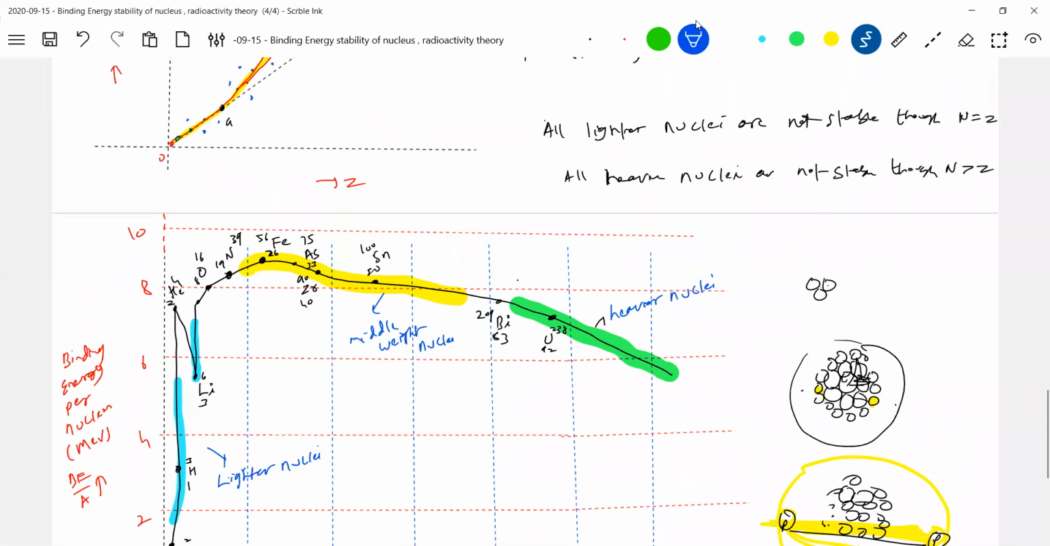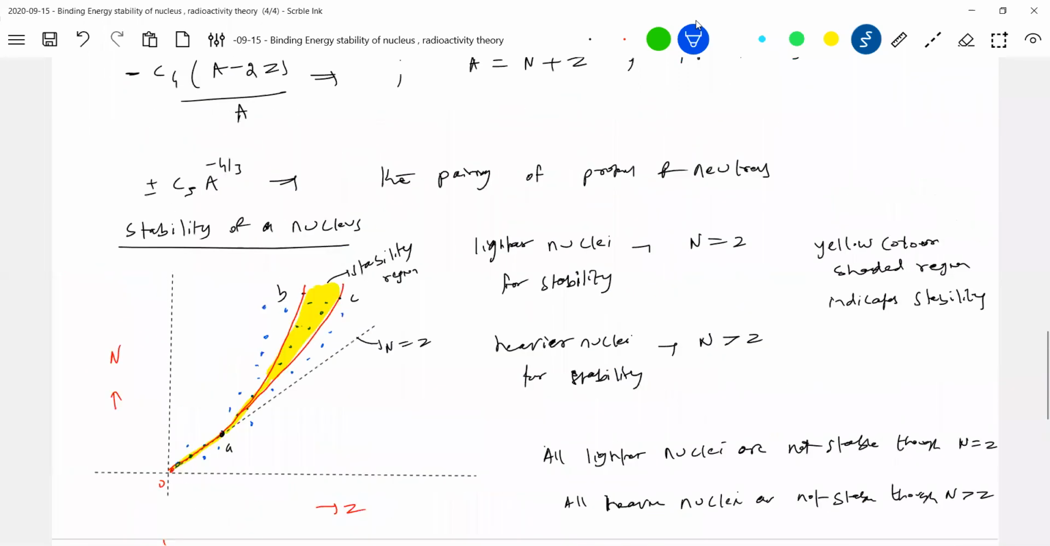So to attain stability, what will it do? Let's come back to this equation. Now look at this particular dot. It is unstable, because it doesn't lie in this stability region. The yellow shaded region indicates stability. Now look at this particular one. It is unstable. Somehow, if it can decrease some neutrons, say if it decreases 2 neutrons and 2 protons, it can attain stability.